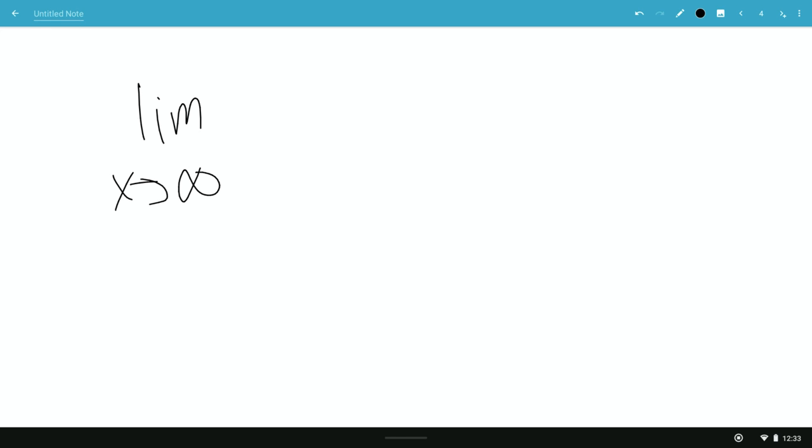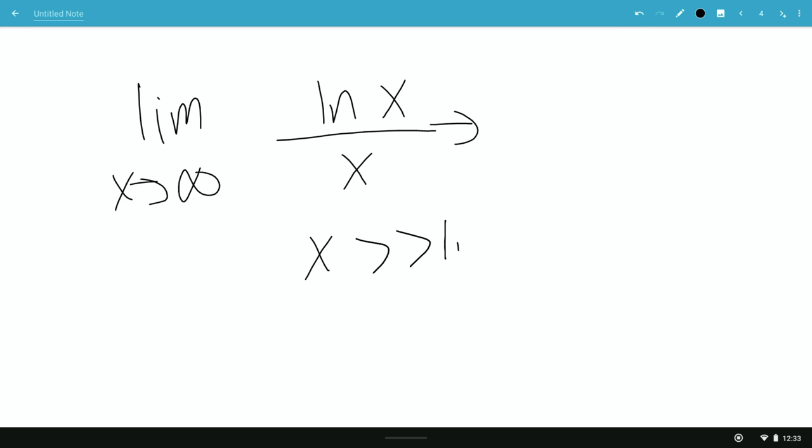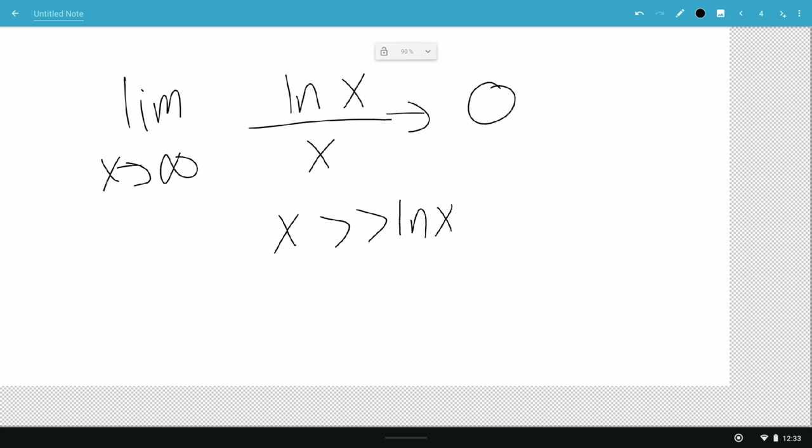So let's say we have ln of x over x. x grows way bigger than ln x, so this will go to 0 as x goes to infinity.